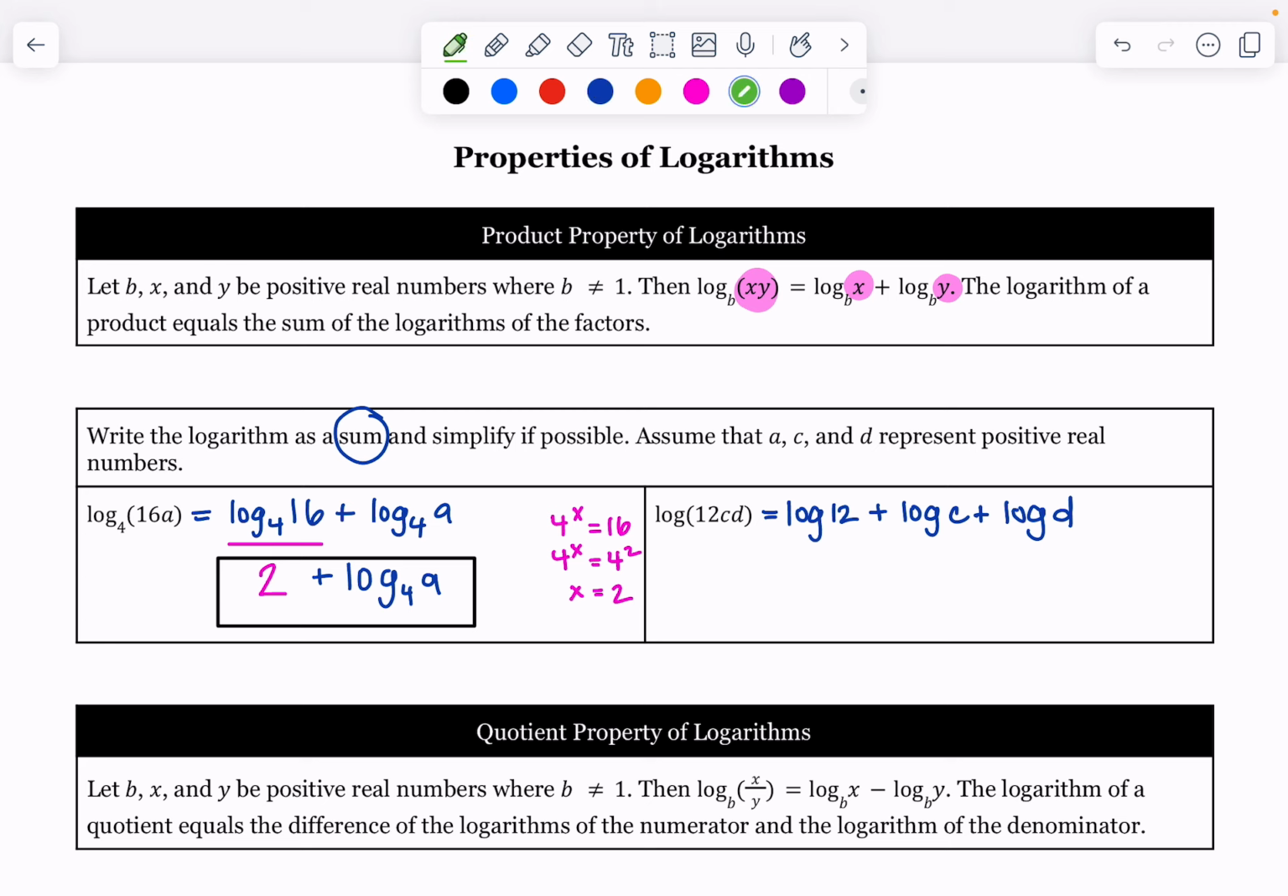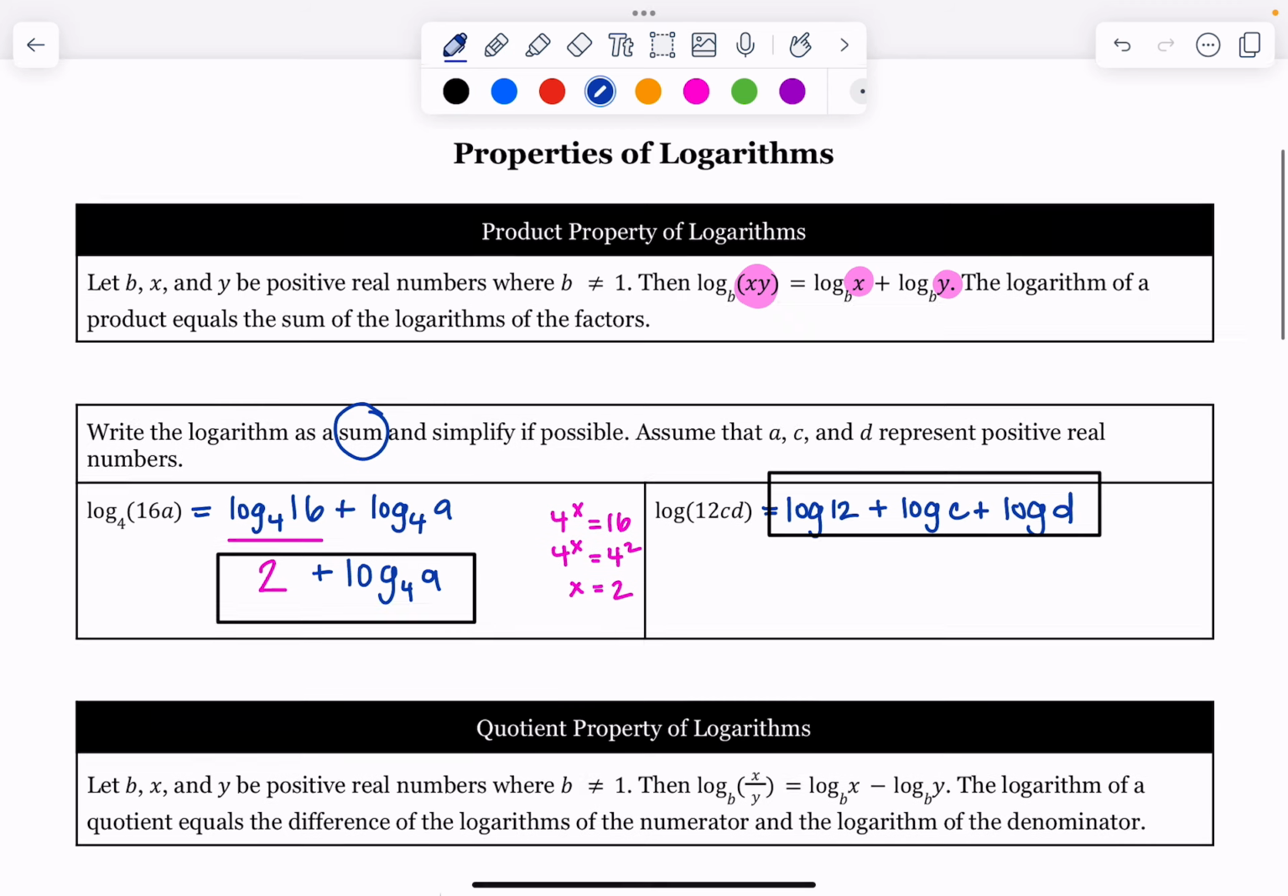But if I look here, I'll use green. If I look here and I know the base is 10, 10 to the something equals 12. There's not a whole number for that to give me 12, so we're not going to simplify that. Okay, so that's the best answer. Again, I'll use black just to be consistent. There is no simplifying. All we could do is break it out into addition by the product property of logarithms.